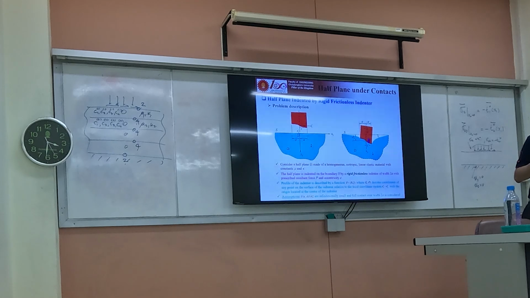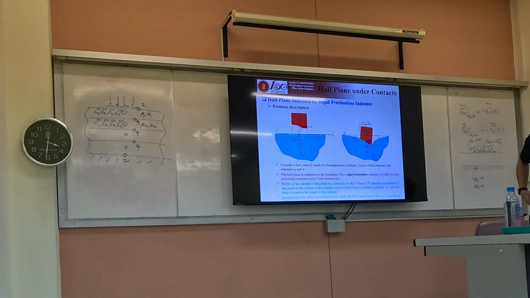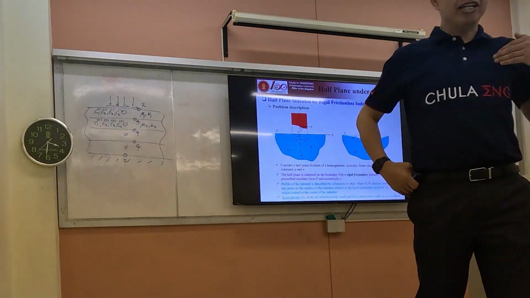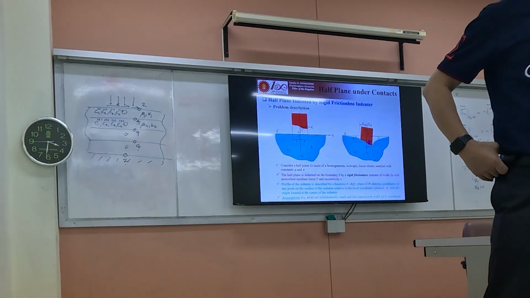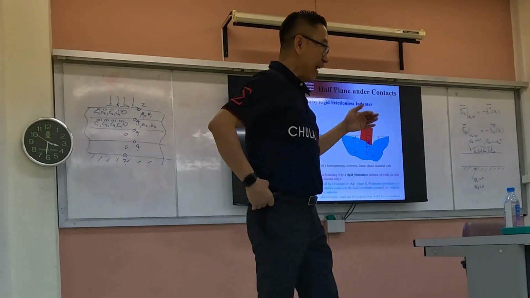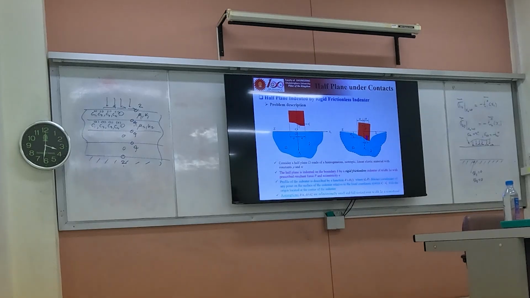This problem is getting more complicated, right, compared with the previous one that you solved before. How can we solve this problem? Do you have any suggestion? I will go back and look at the previous problem I solved, and then try to use the result of the previous problem to solve the subsequent problem. I have a reason why I solved the half plane under surface load first. I hope that now I can use the result from that case to solve this problem as well. How can I do that?